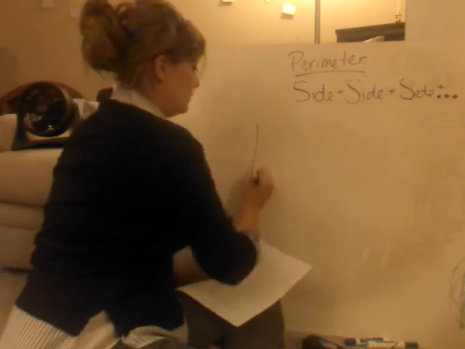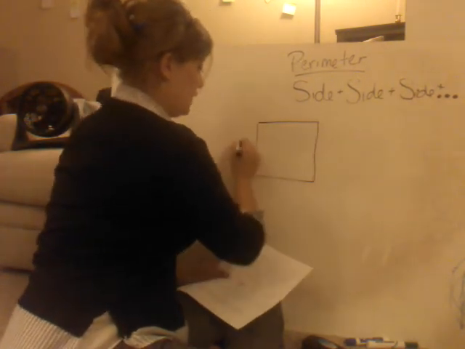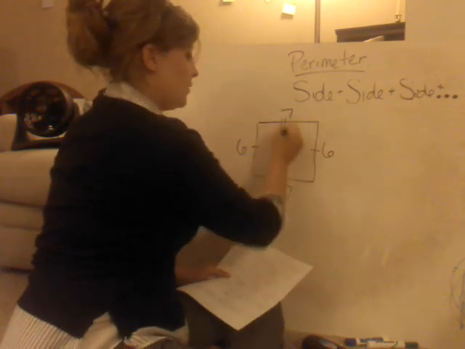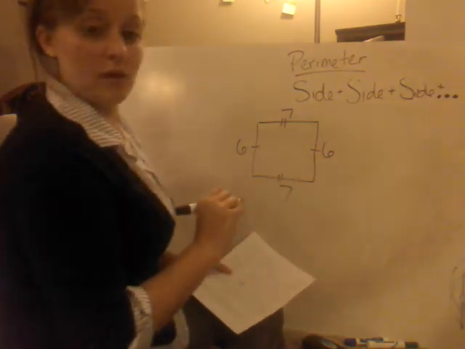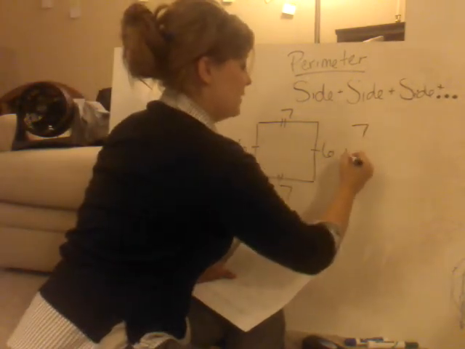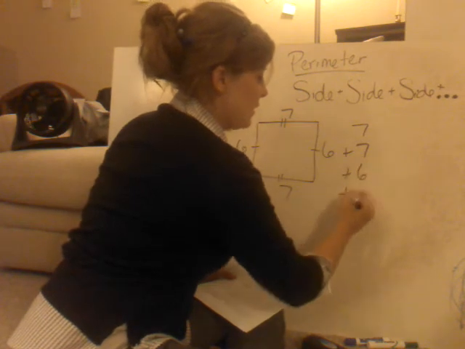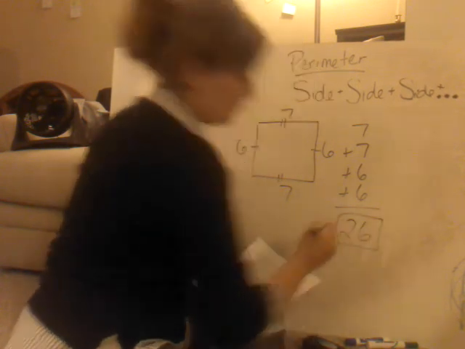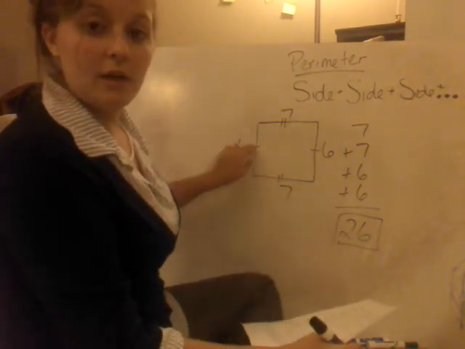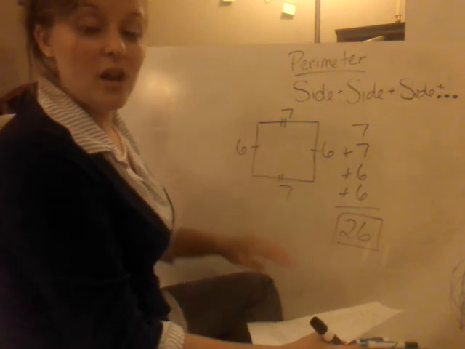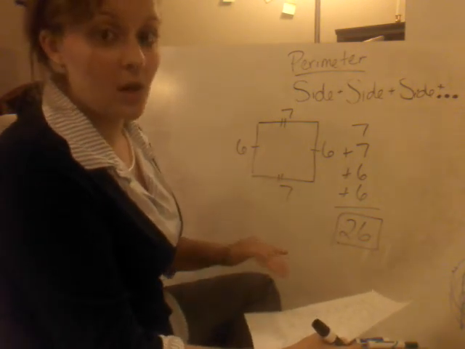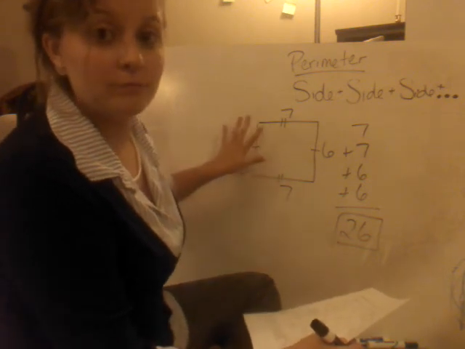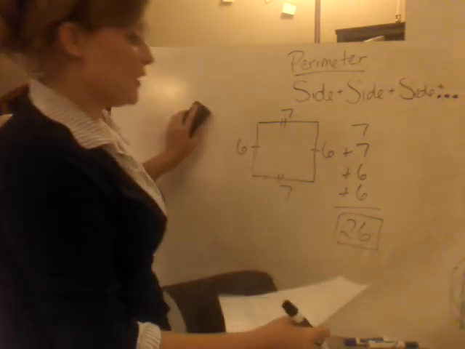Next, we have a rectangle. 6, 6, 7, and 7. So these 2 sides are equal, and these 2 sides are equal, so I can call this a rectangle. I still add up my sides. 7 plus 7 plus 6 plus 6, and I get 26. So the perimeter of my rectangle, again, is just the sides added together, nothing else, no matter what shape it is. Just the outside. Okay. Perimeter of this rectangle is 26.